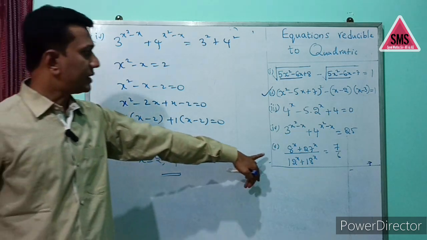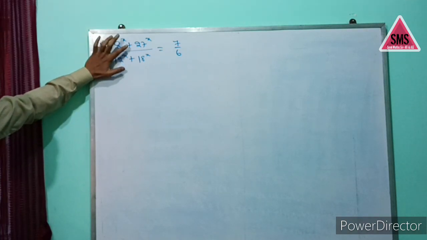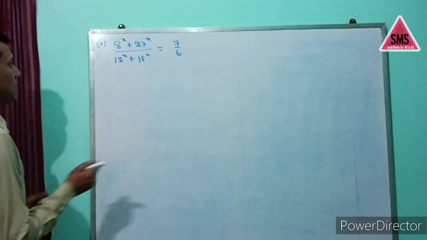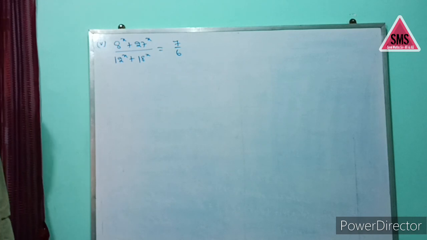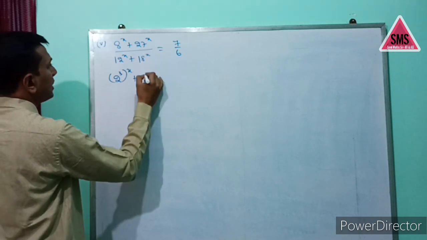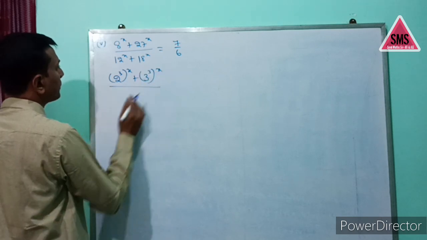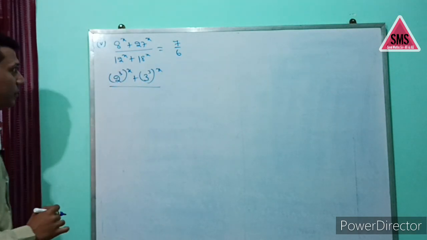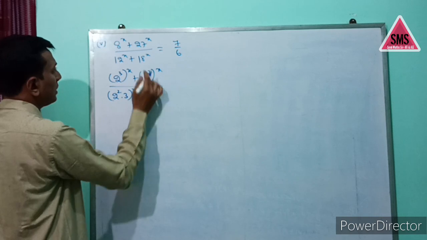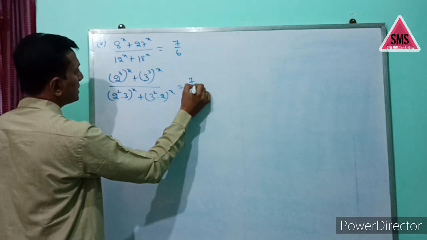Now one more exponential equation is given. So let us solve that one also. This is another one: 8 power x plus 27 power x divided by 12 power x plus 18 power x is equal to 7 by 6. So 8 can be written in exponential form as 2 cube whole power x. Similarly, 27 can be written as 3 cube whole power x. And 12 can be written, after prime factorization, as 2 square into 3 whole power x, and this one 3 square into 2 whole power x, equals 7 by 6.